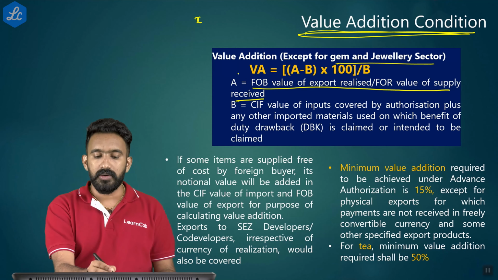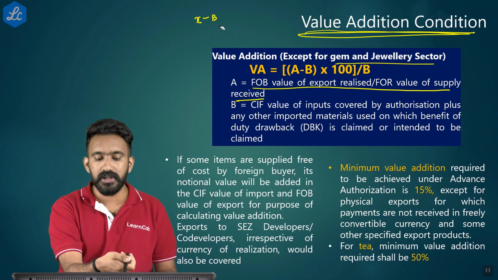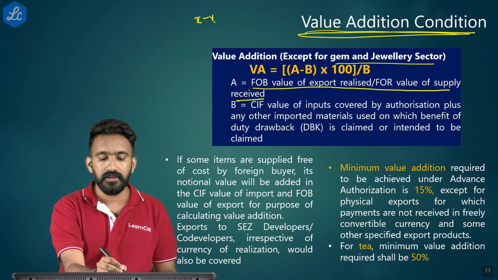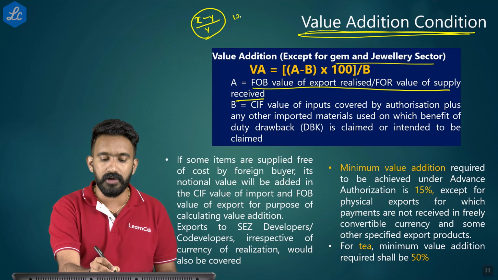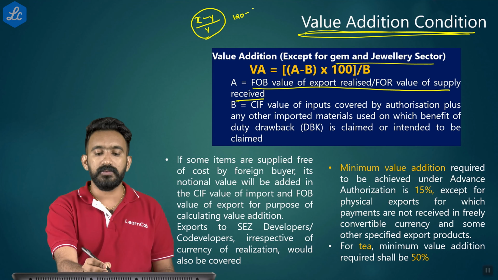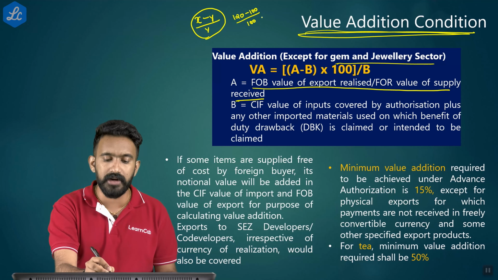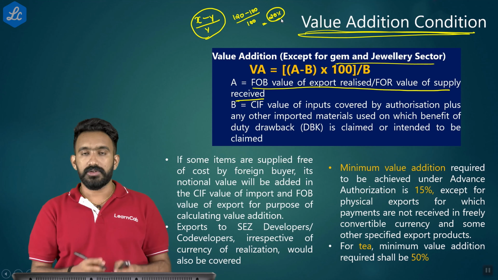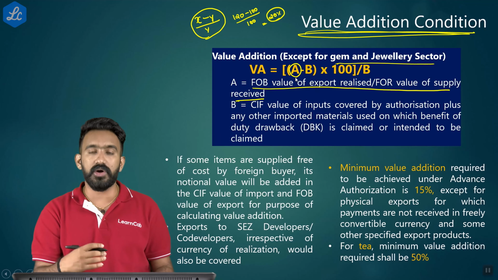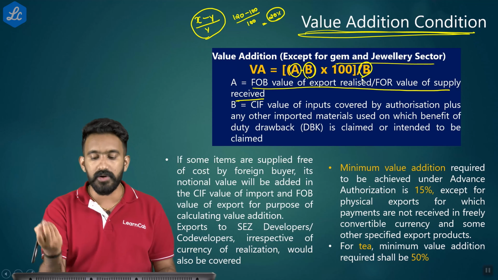Then value addition means I'll have to reduce how much is my import from that. So let's call that Y. Then divided by Y will give me the value addition I've made. Say I have made an export of 120 and for that particular goods I have imported for 100, divided by 100, which means 20% is my value addition. So that's the calculation here. A is your export value, B is your import value, divided by your import value.